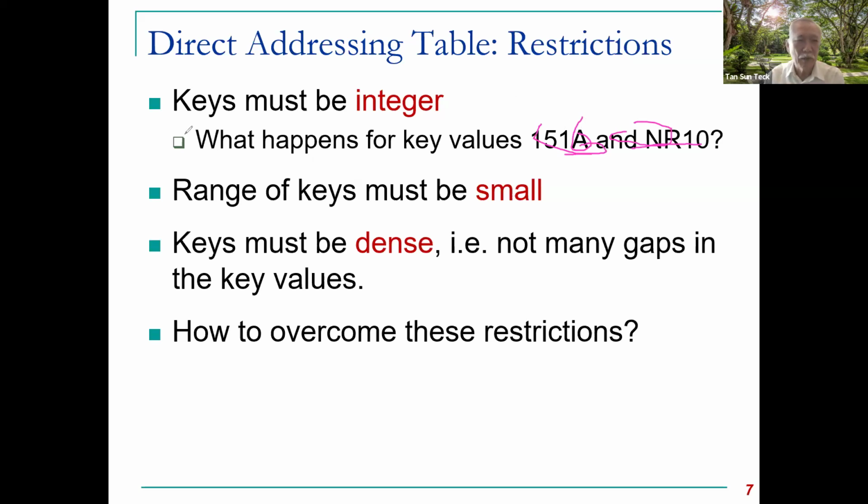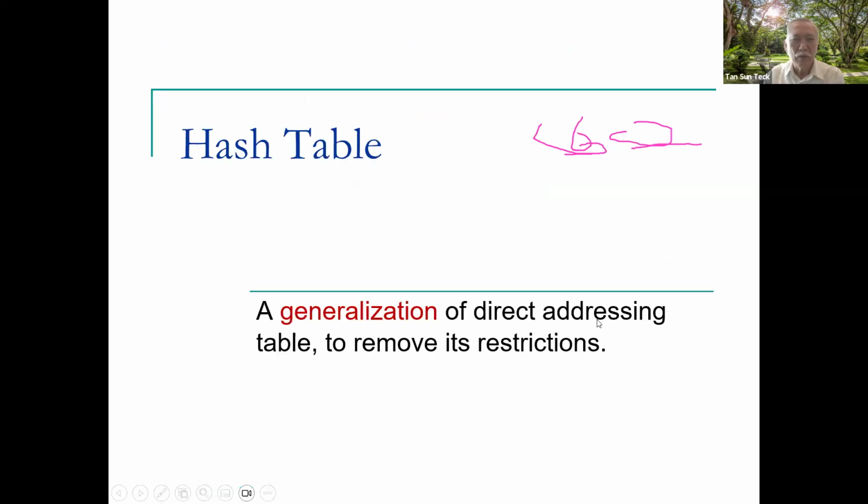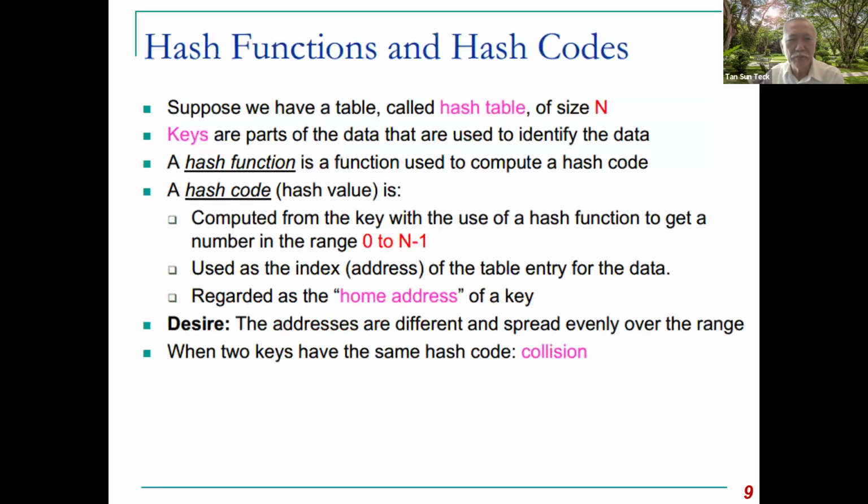What should we do? Of course, the answer is what we are discussing today. We use a hash table and perform hashing. We say that this is a generalization of the direct addressing table to remove all those restrictions we mentioned in the previous slide. So what is a hash table?